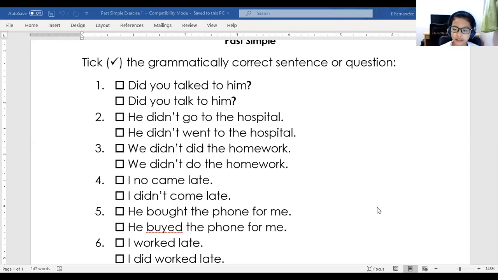Second. Very good. Okay. Number 4. Which one is correct? Second. All right. You're not so sure, but it's correct. Okay, second. Let's go ahead. Number 5.